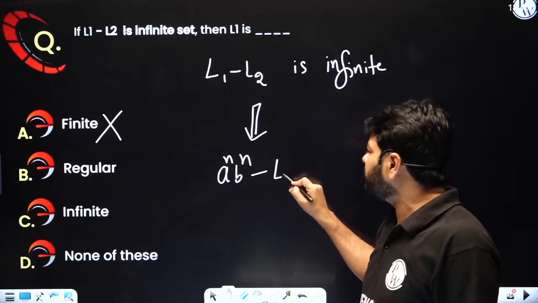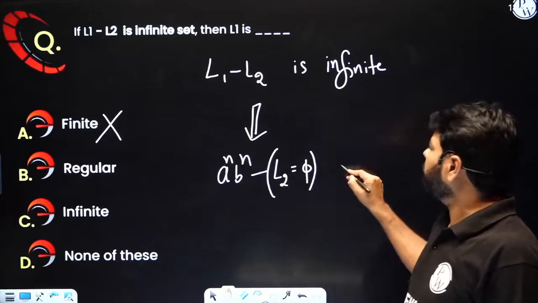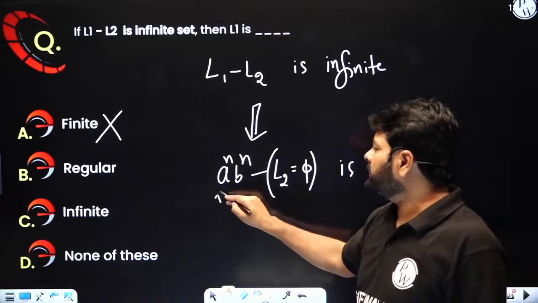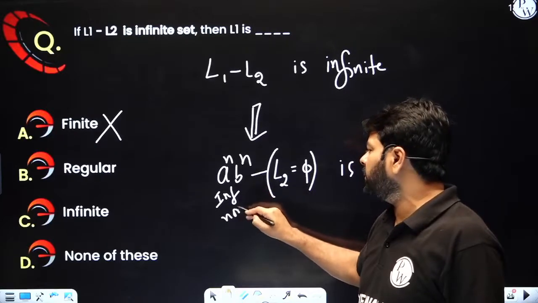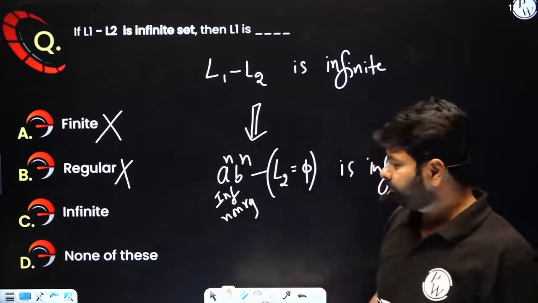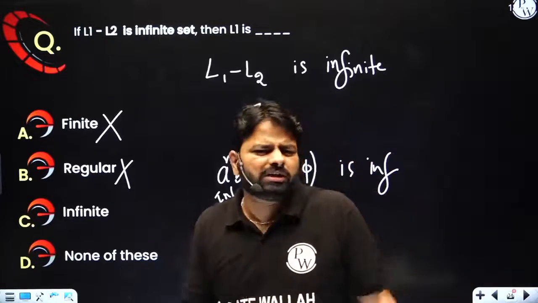So here I can take an example, a power n b power n minus L2, where I'm taking L2 as pi, the empty set. You can prove it is infinite. So here I got that this is infinite and L1 is non-regular. These two examples eliminate two options. Now, option C. L1, is it always infinite?